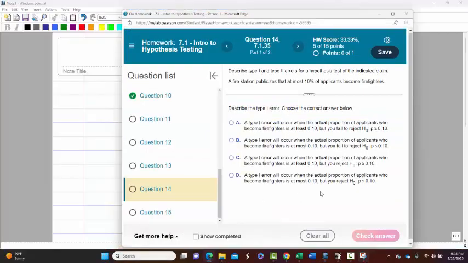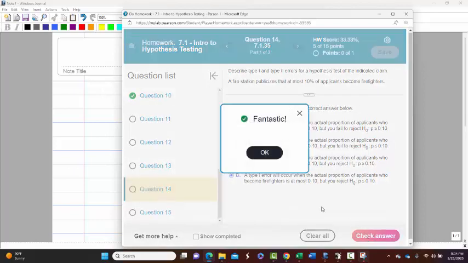And so you reject the H0 when it was true, meaning that it really was less than 10%, but you rejected that. And that looks like D. So it was true, meaning at most 10% was true, but you rejected that 10% was true. Fantastic.